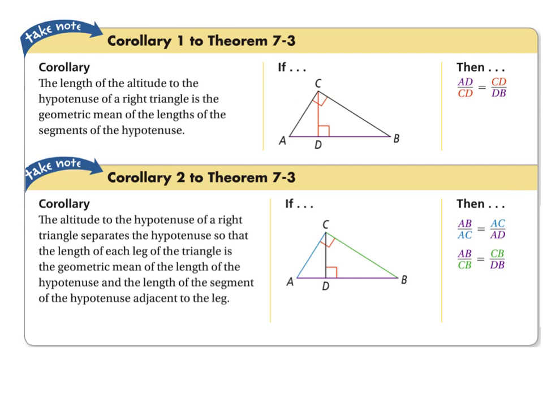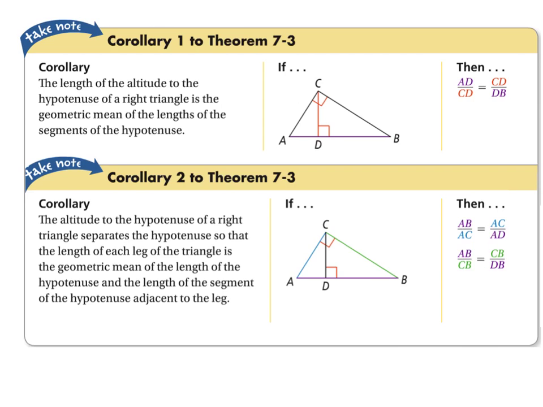If you remember, a corollary is simply another theorem that can be easily proven using the original theorem. So corollary number 1 can be easily proven using Theorem 7.3. Corollary 1 says that the length of the altitude to the hypotenuse of a right triangle is the geometric mean of the lengths of its two segments. Now, geometric mean, we haven't really talked about that. Let's set up the proportion. That's all we need to do.